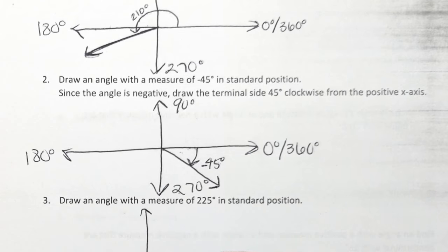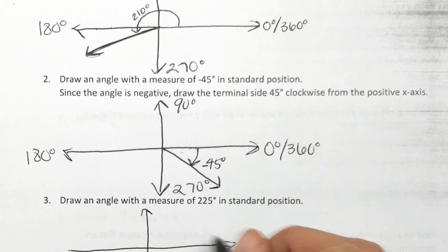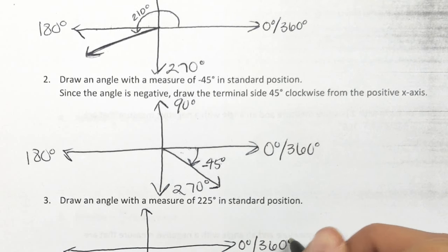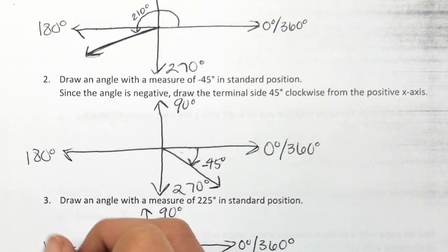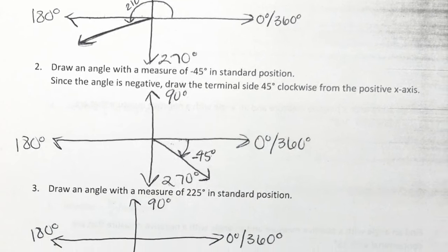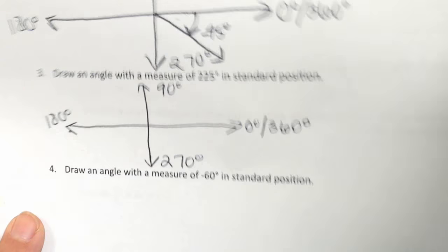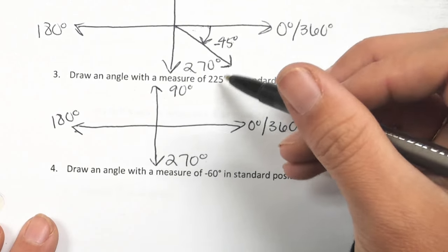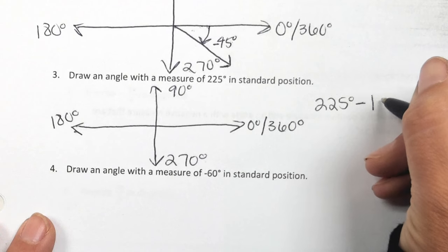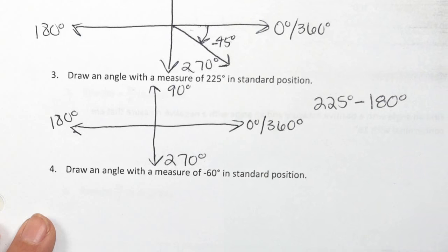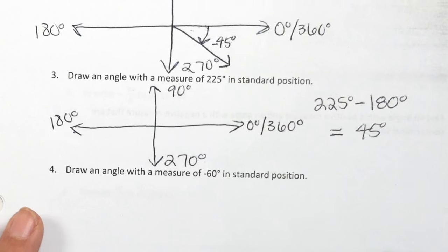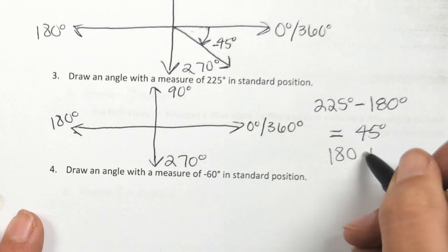Alright, next one, 225. Let's think about how we could break this up. 225 is close to which degree? 180. Closer to which one? We can do 180. So how would we figure out what other angle we would need besides 180? Got to subtract, right? So what's 225 minus 180? 45 degrees. Good. So we can use 180 and 45.